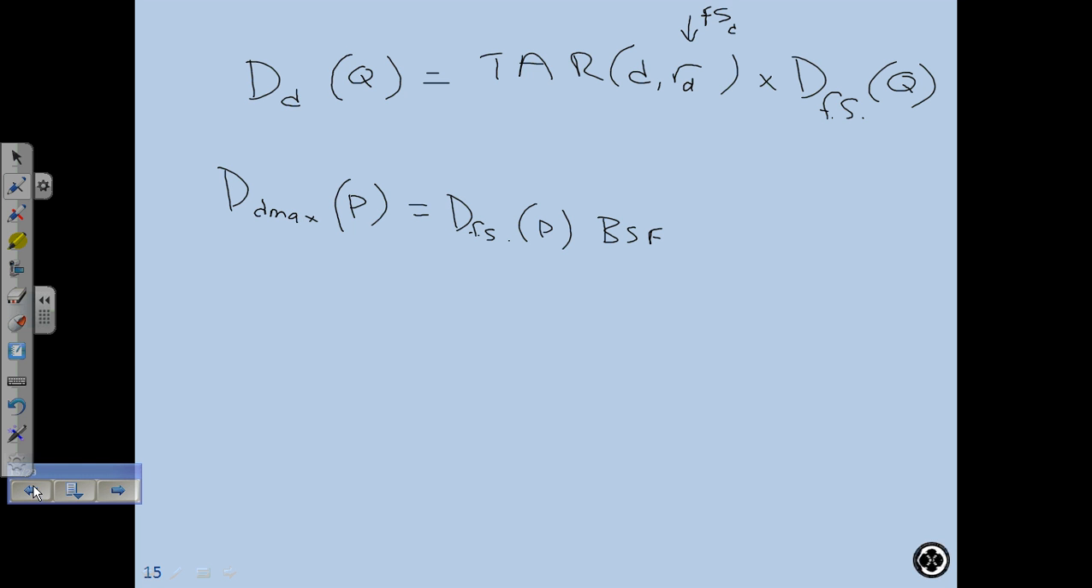Here I should probably draw it. P is the point that represents the distance to D max, and Q is the point that represents some point at some depth.